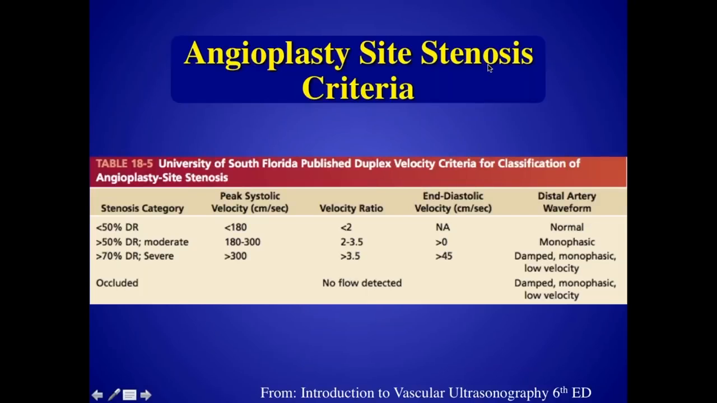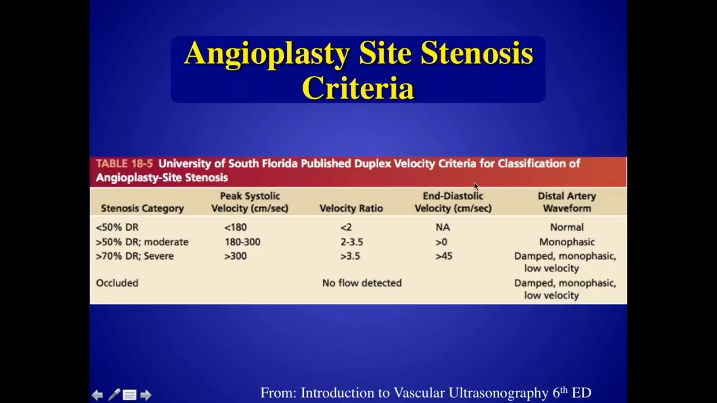We also have criteria for evaluating patients following angioplasty. And again, we have peak systolic velocity criteria. Greater than 50%, the velocity is between 180 and 300. Greater than 70% stenosis, we say the velocity is greater than 300. We also use velocity ratios. Again, greater than 50% is greater than 2 to 1. And greater than 70% is greater than 3.5 or 4 to 1. Similar to what we do with the native peripheral arteries.